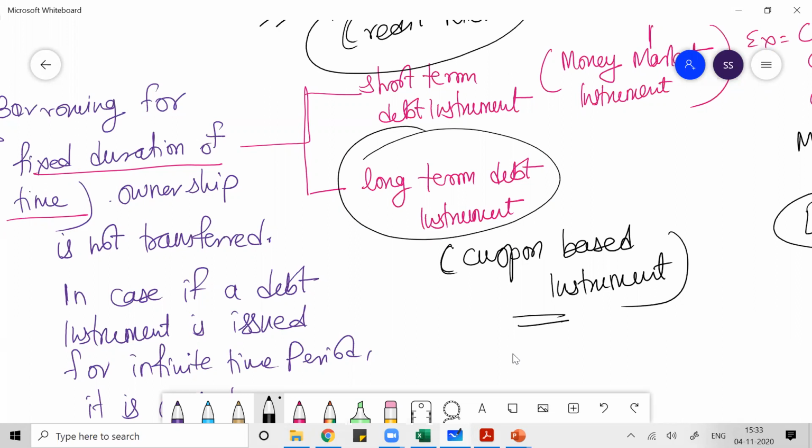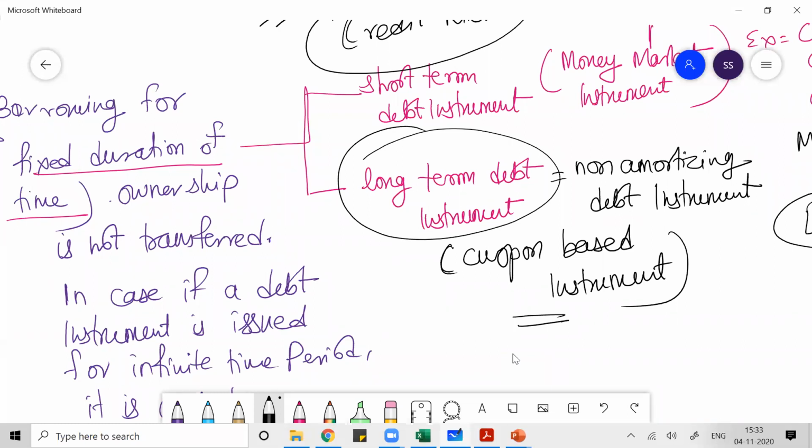Long-term debt instruments are basically non-amortizing debt instruments, where the principal or the face value is paid only on maturity. And during the life of the debt instrument, after every regular interval of time, the issuer gives the investor a fixed amount, which is called the interest or the coupon.